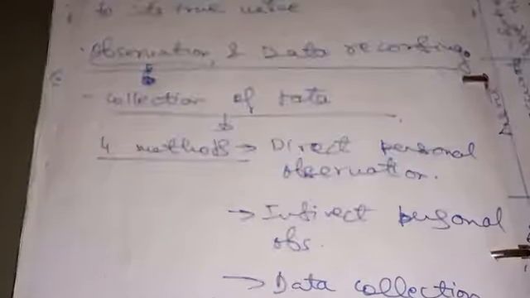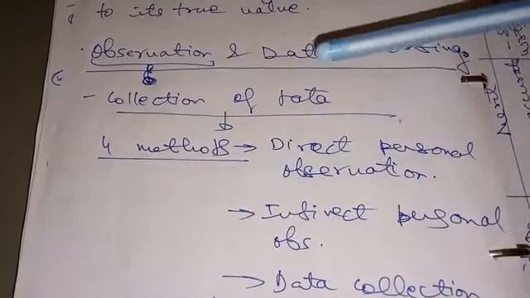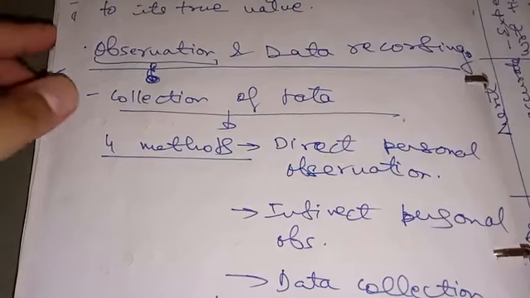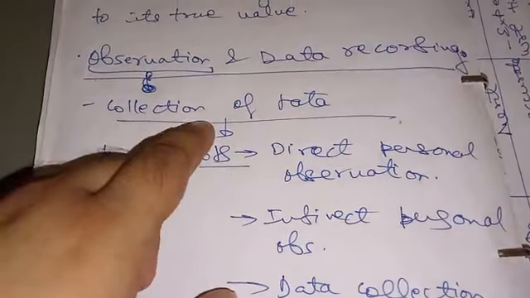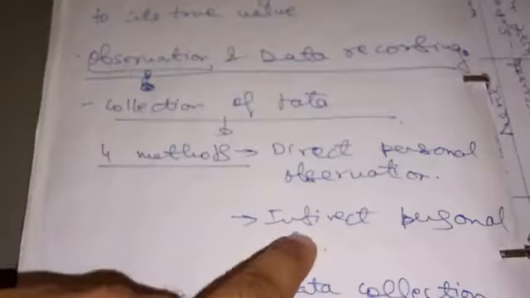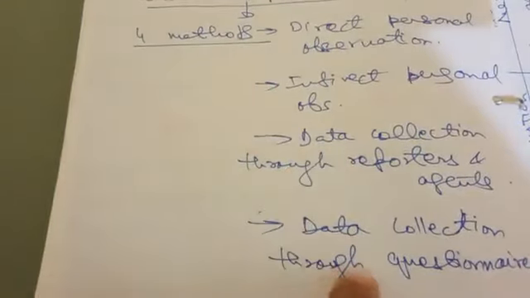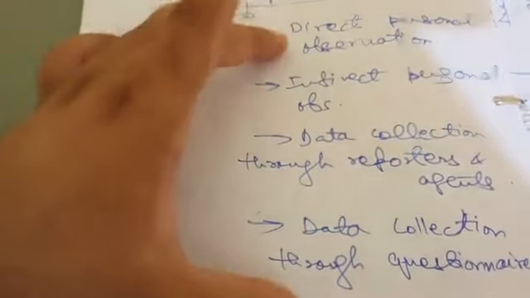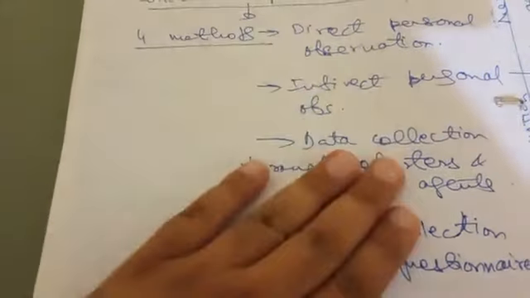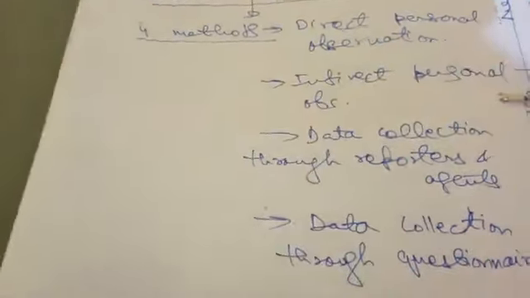Okay, so in this lecture we will be covering how to record or collect primary data. This is an important question, a short note or even a long one, mostly a short note, so this can be asked. For collection of primary data, there are four methods: direct personal observation, indirect personal observation, data collection through local reporters and agents, and data collection through questionnaires. These are the four methods which we can use to collect primary data. Each has its own merit, demerit and definition, so we will learn these now.